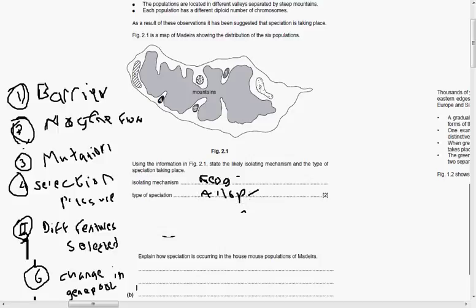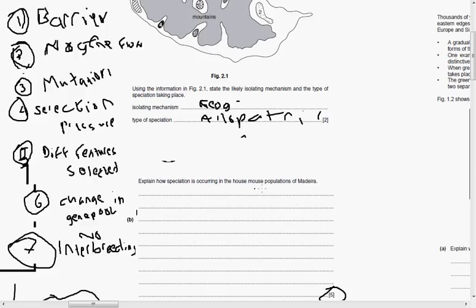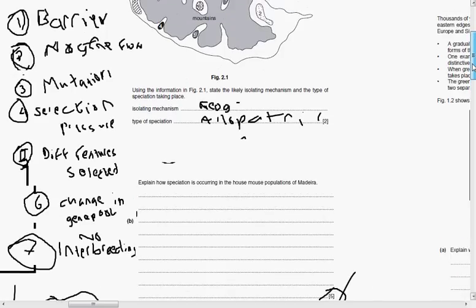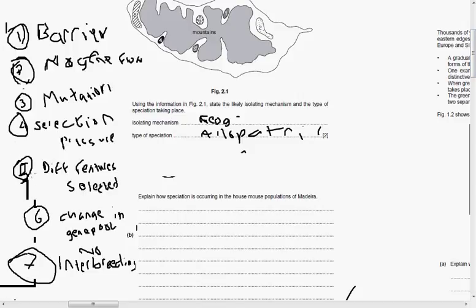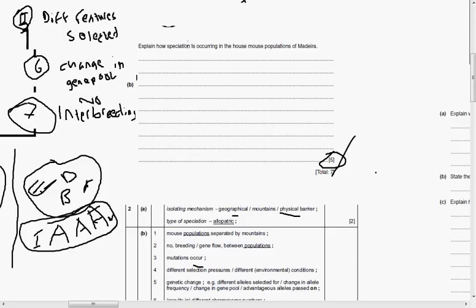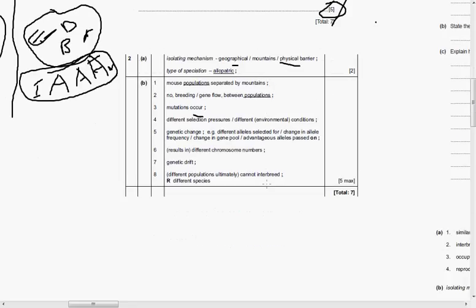And then the final question: how is speciation occurring in the house mouse population of Madeira? We said there are 5 marks over here. Because there are 5 marks, we have to mention all these 7 points, and these are the points mentioned over here. Different populations ultimately cannot interbreed, so no interbreeding. Genetic drift, different chromosome numbers, genetic change, selection pressure.